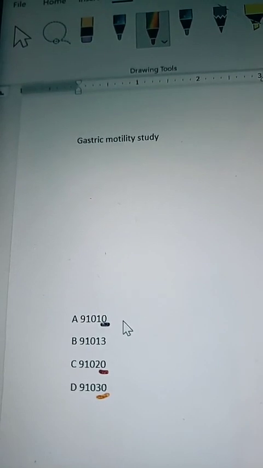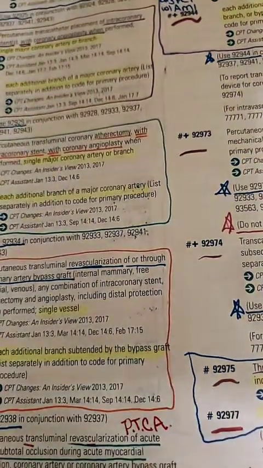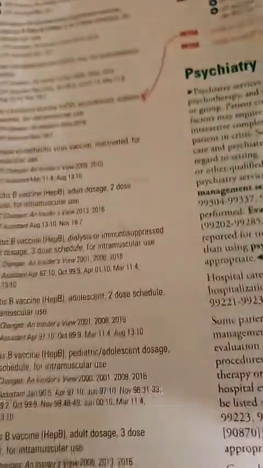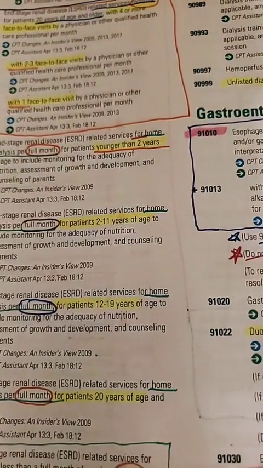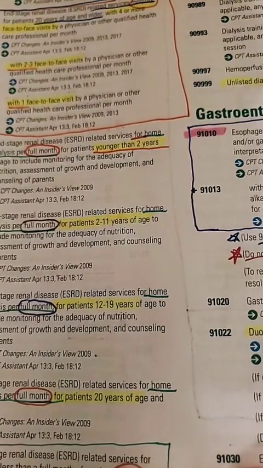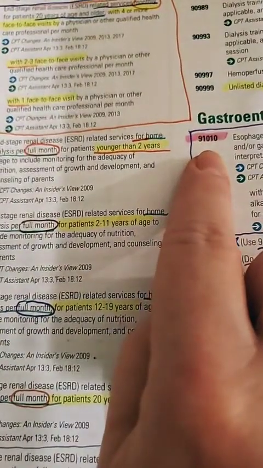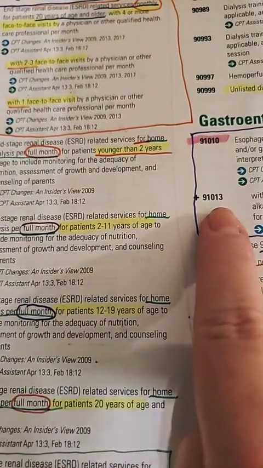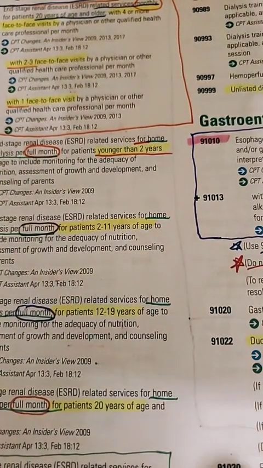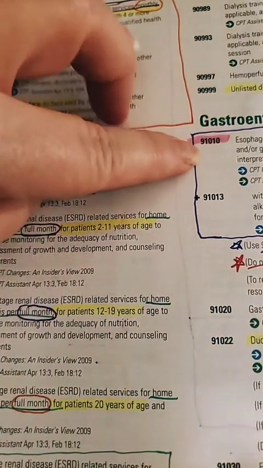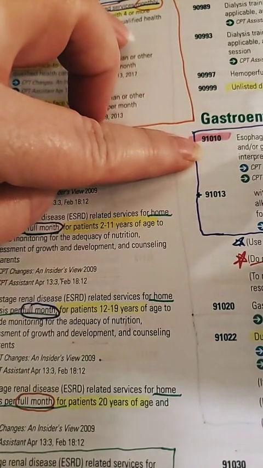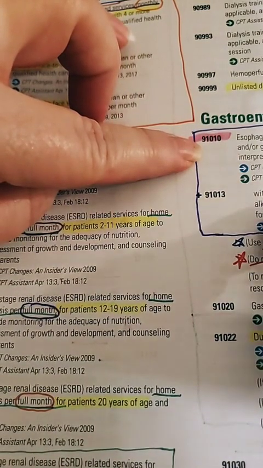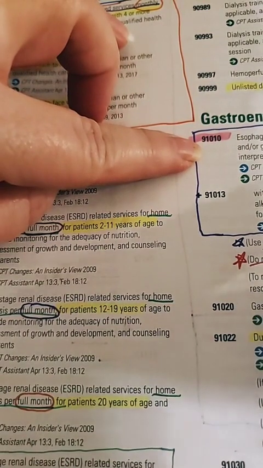Anyway, let's go run to that 91010. You like C? 91010, and then 13 is right below it, 20's here, and then 30's here. So the differences are, this one's a motility study. This one's with stimulation, right?